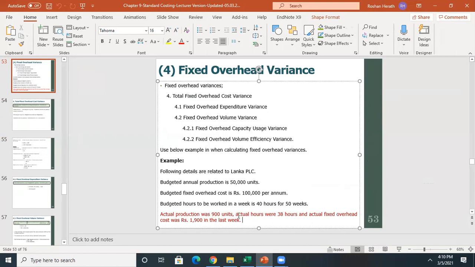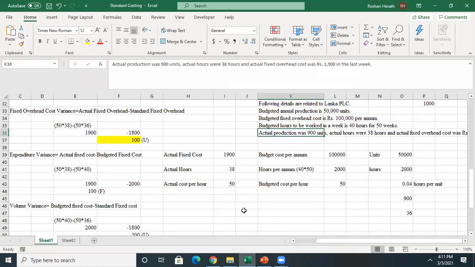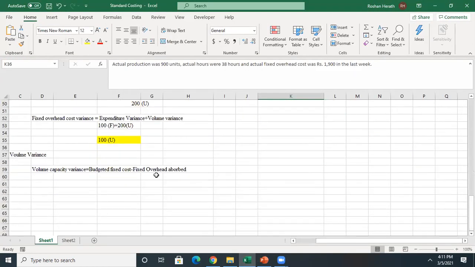Actual production was 900 units, actual hours 38 hours, actual fixed cost 1,900. Hope you are clear, right? Okay, so let's see. We were talking about how the volume variance is divided into two parts.